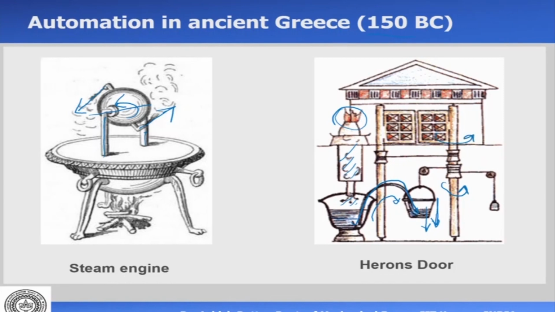If this rotates, the door will open. Now when you put off the fire, the pressure will go down, because of which water from here will go back there. And when the water goes back, the bucket will go up, because there is a corresponding weight on this side. This weight will pull it down, the bucket will go up, and the door will close. So this is the earliest example of automatic door opening and closing. What we are seeing is that automation existed for a very, very long time in different ways. This is one of the earliest examples, 150 BC in Greece.